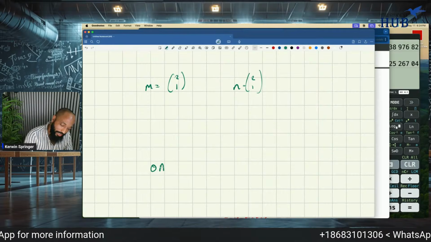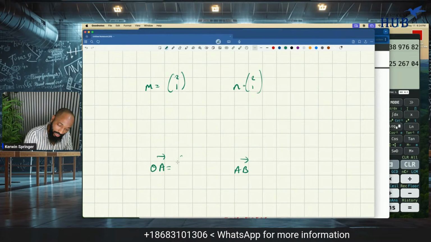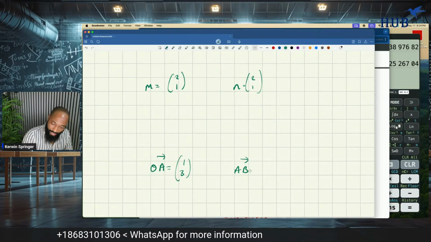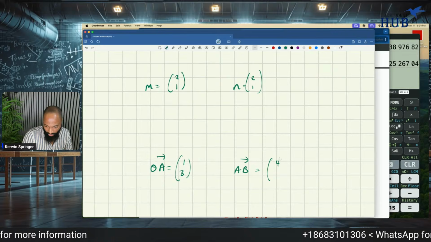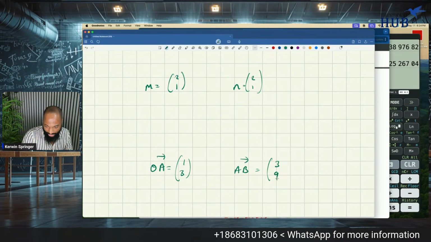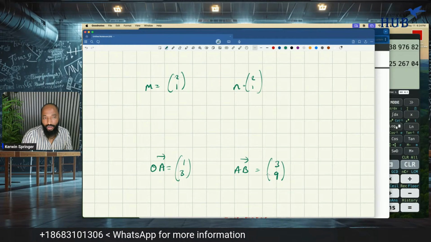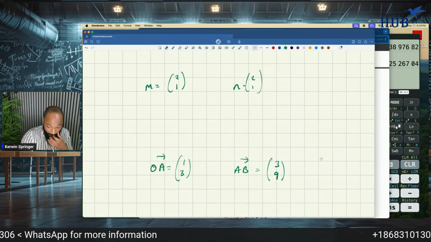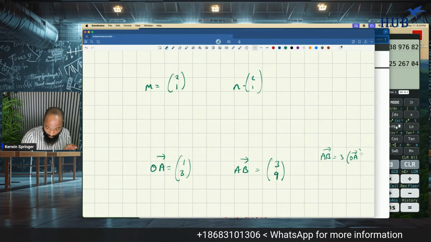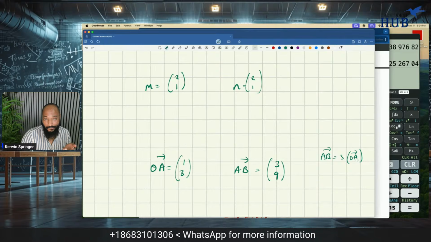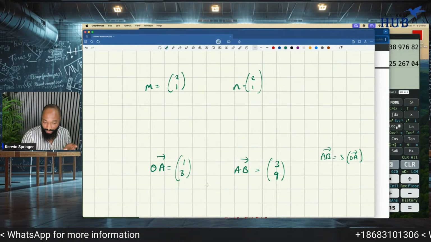If I show that 2 vectors are parallel, right? If OA is parallel to AB, like I'm saying that OA is 1, 3, and then AB is, let's not use 4 there again, 3, 9. What's the scalar relationship here? How do we know they are parallel? Because AB is literally 3 times OA. That means they must be parallel. There's a scalar relationship of 3. It's just 3 times as big.